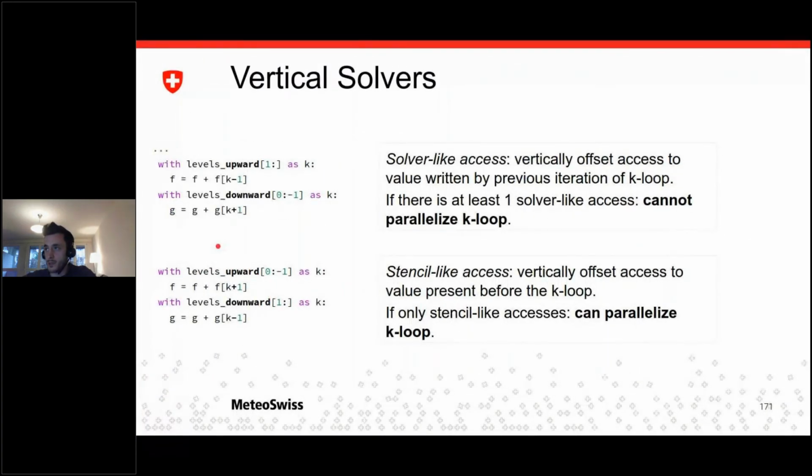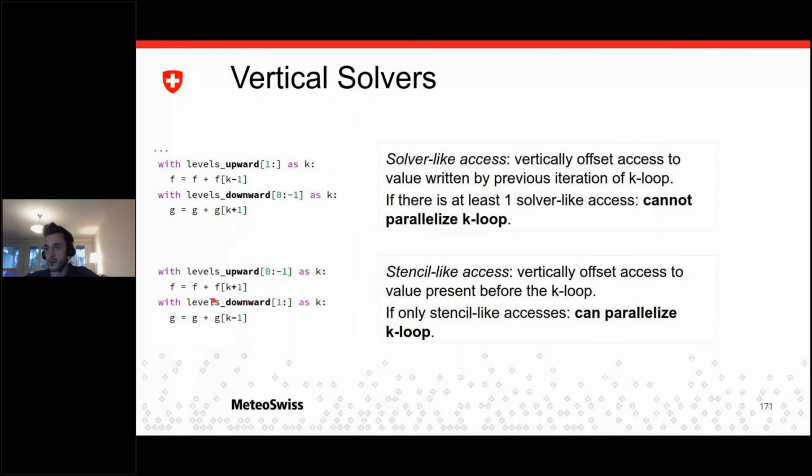And this is what we name the solver-like access. Doing this specific kind of access, f at k minus 1 when you write into f, is a solver-like access, because what you're doing here is reading from a value which was written in the previous iteration of the loop, and the same when you iterate in the opposite direction. In these cases, this means that you cannot parallelize the k loop, because you need to read the value which was written before, and there's no way to parallelize it.